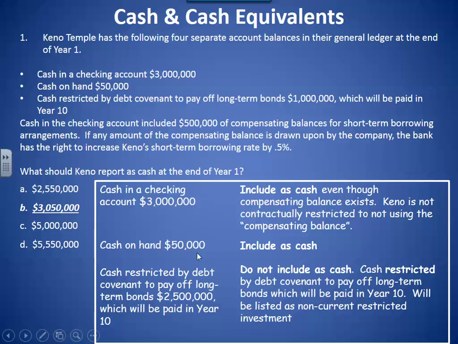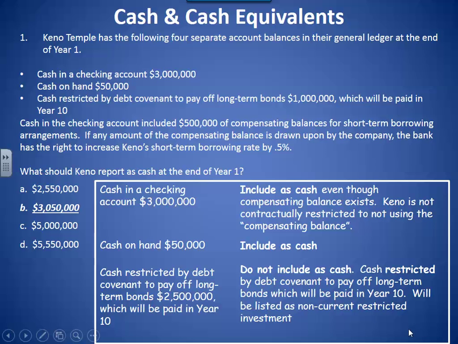Number two, cash on hand. We'd add $50,000. We would include that as cash. Number three then is cash restricted by debt covenant to pay off long-term bonds of $2.5 million, which will be paid off in year 10. In this case, that is a restricted fund. Do not include that as cash. Cash restricted by a debt covenant to pay off a long-term bond is not part of cash and cash equivalents. It will be listed as a non-current restricted investment, but it will not be listed as cash and cash equivalents. So that's the answer for number one.